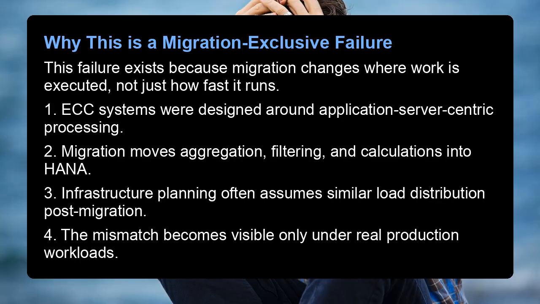Why this is a migration-exclusive failure. This failure exists because migration changes where work is executed, not just how fast it runs. 1. ECC systems were designed around application server-centric processing. 2. Migration moves aggregation, filtering, and calculations into HANA. 3. Infrastructure planning often assumes similar load distribution post-migration. 4. The mismatch becomes visible only under real production workloads.